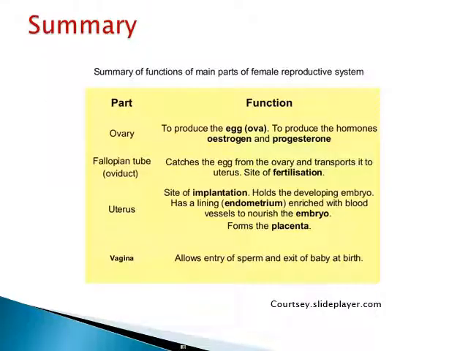Now coming to the summary of the female reproductive part. This part contains the ovary, fallopian tube and uterus. The ovary, as we know, has the main role of producing eggs along with hormones. The fallopian tube transfers the egg and is also the site of fertilization. The uterus is the site of implantation and holds the embryo. And the vagina allows the entry of sperm and the exit of the baby at the time of birth. So I hope that this topic will be clear to you.